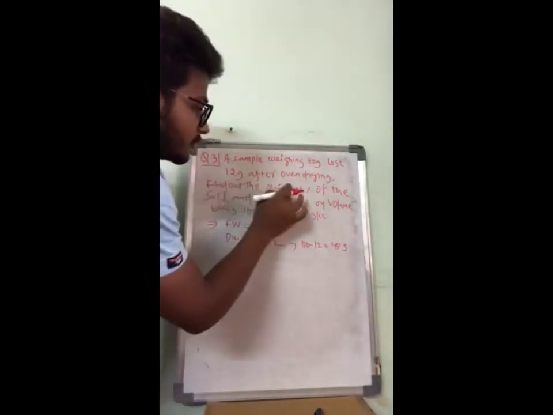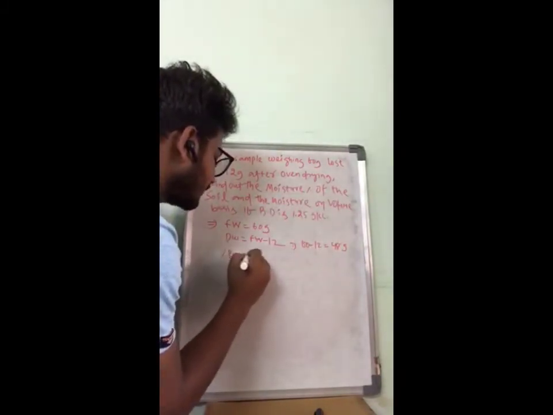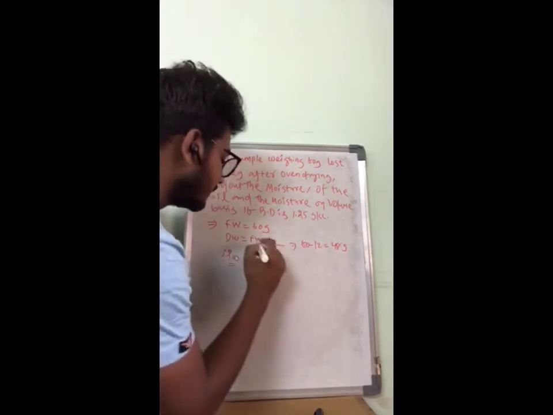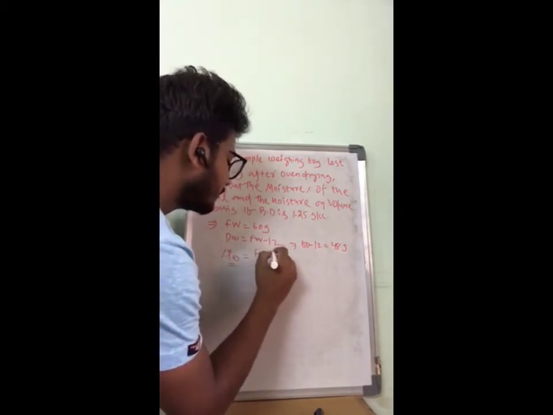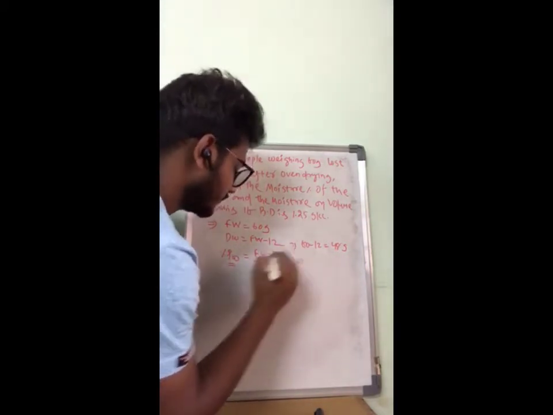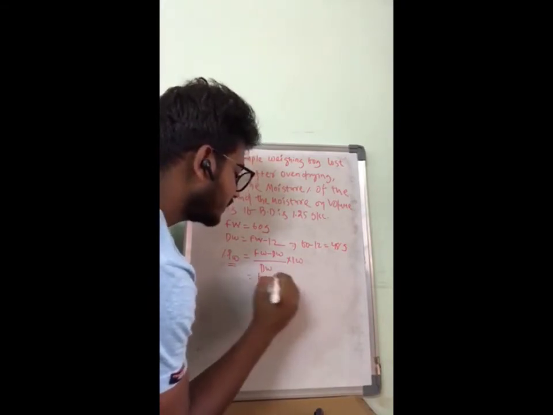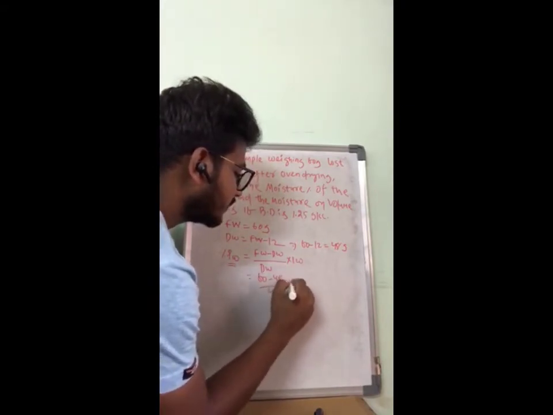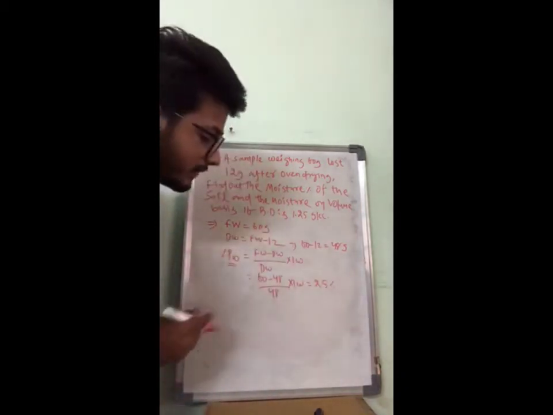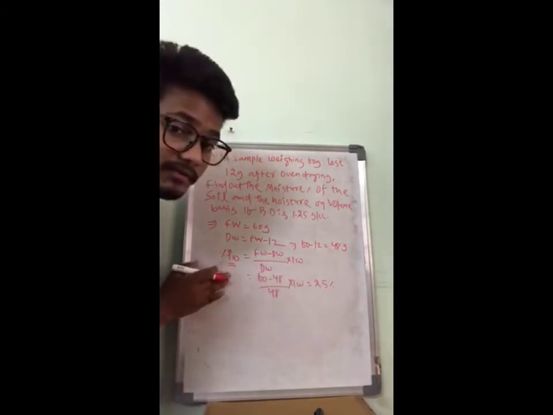Then find out the moisture percentage. The moisture percentage on dry weight basis, which I have denoted as PW, is equal to fresh weight minus dry weight divided by dry weight into 100. So 60 minus 48 divided by 48 into 100, so 25%. Now we have calculated the moisture percentage based on dry weight basis.